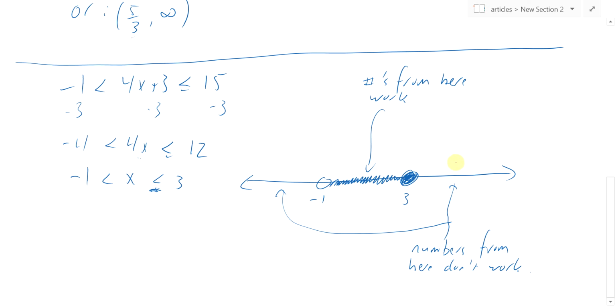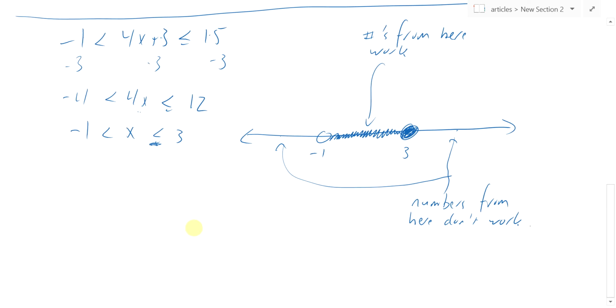Right? If I take, say, 10 and plug it in for x, I get 43, and that's bigger than 15, so it doesn't work. If I take, say, minus 10, then I'll get minus 40 plus 3 is minus 37, and that's less than minus 1, so that doesn't work. Why we're interested in this sort of thing is, this could be profit or something, and you have certain bounds on it. You can only, well, cost maybe, and you can only spend that much, and you can borrow that much.